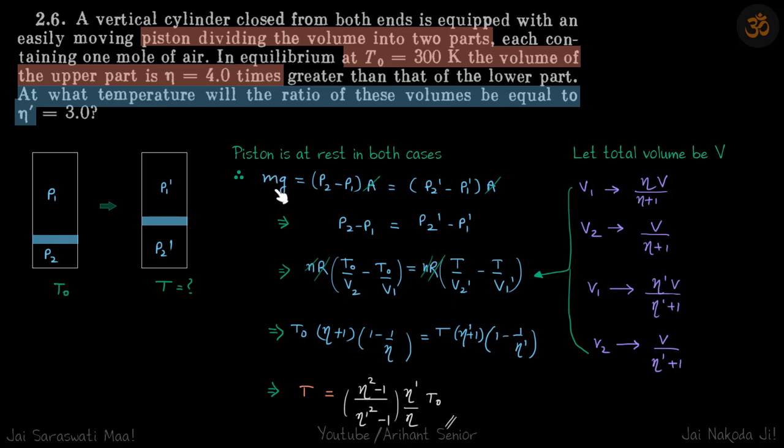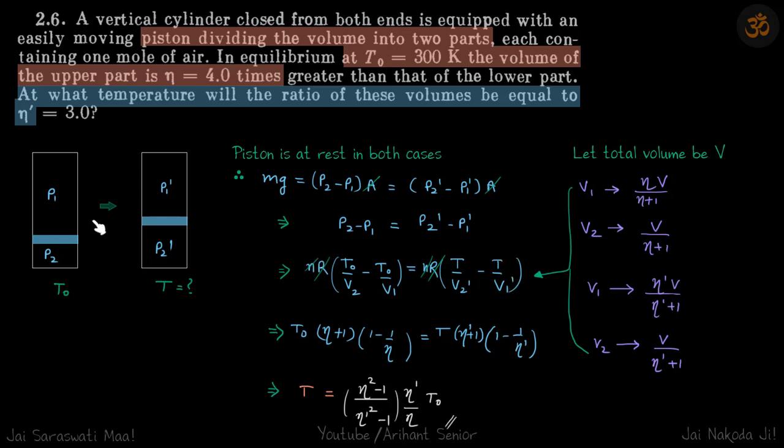The mass of the piston is not given, so let's let go of this part. We are only interested in this part. Whatever the pressure difference initially, the same pressure difference is there finally also. Now we don't know the pressure, so we'll write these in terms of temperature and volume. So P2 becomes, if I take nR out, T0 by V2 minus T0 by V1, because both P2 and P1 are at T0. And this is equal to nR times (T by V2 dash minus T by V1 dash).